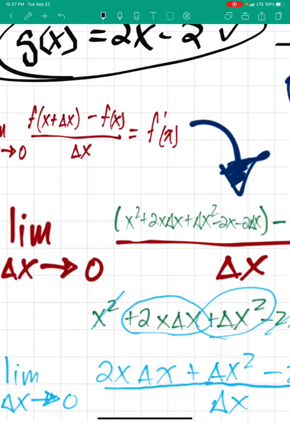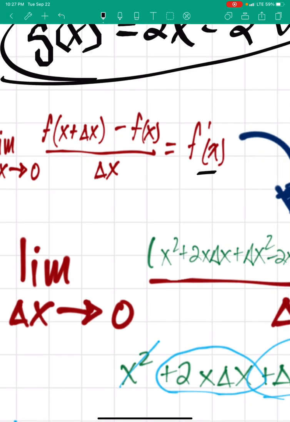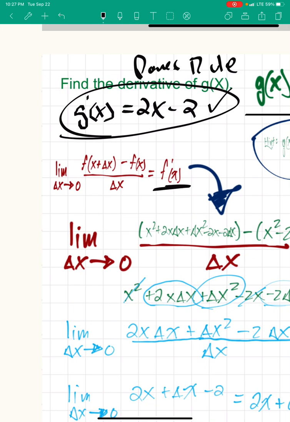So let's look. First, we started with the limit as delta x goes to 0 of f of x plus delta x minus f of x all over delta x. And we know that that means the derivative. So I used the correct notation. I said it equals f prime of x. So now I got to plug in that function.